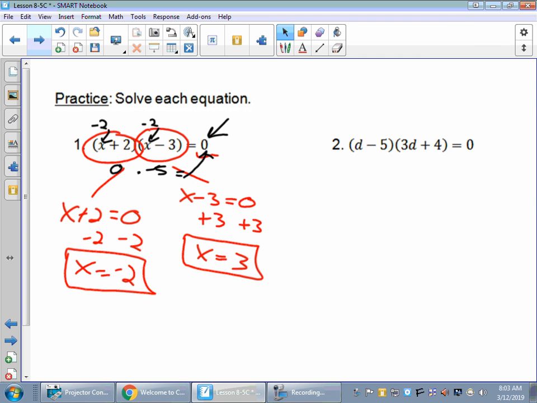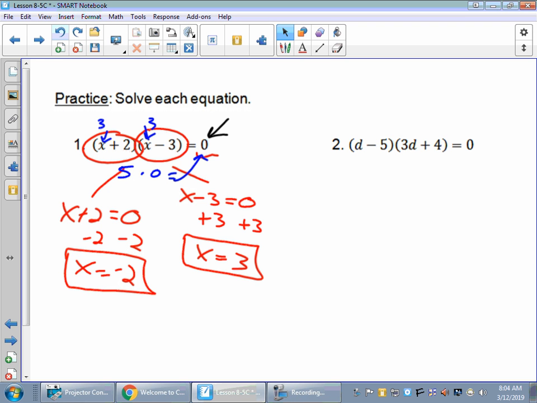Okay? You could do the same thing with the 3, and see if I get 0 here. So if I take my 3 and plug it in here, I end up getting 3 plus 2 is 5. If I put the 3 in here, I end up getting 3 minus 3 is 0. And so 5 times 0, again, is 0. So we know that both of those work. Okay?